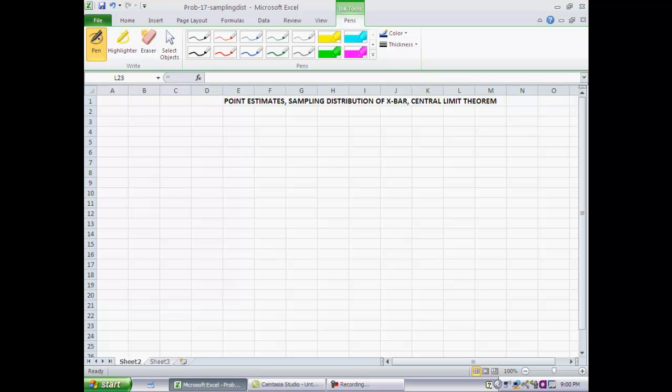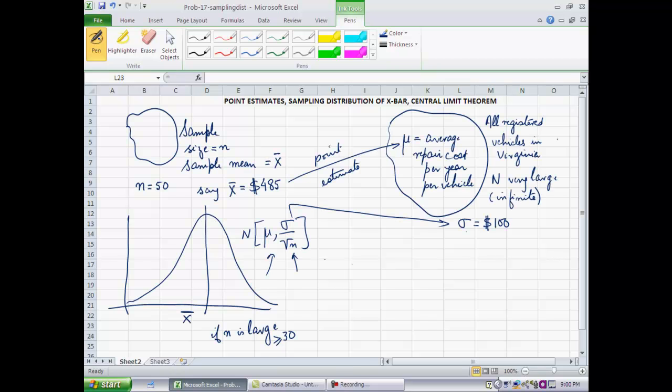So the bottom line here is that if the sample is large, meaning the sample size is greater than or equal to 30, then the sample mean, which is a random variable, is normally distributed with a mean equal to the population mean, which I'm trying to guess, and a standard deviation equal to sigma divided by square root of n, sigma being the population standard deviation and n being the sample size.